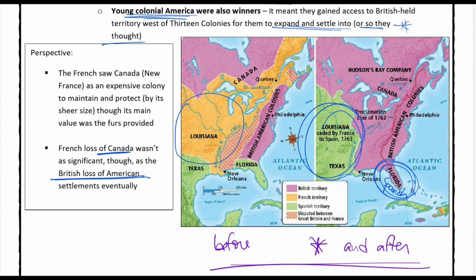And I just have a perspective box here. You might think that the French really lost out in everything because of the amount of territory that they lost. But the French loss of Canada, or that land of New France, wasn't as significant a hit to them as the British loss of those 13 colonies becomes. Because once they lose those 13 colonies, they lose the rest of that American territory eventually. So even though the British are the victors now, in the end, they become bigger losers in a way. So there's different ways of viewing it, right?